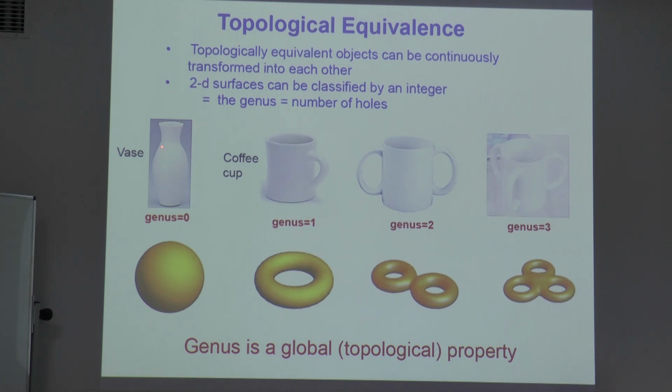For example, you can look at a sphere and deform it into a vase. Or you can look at a donut and deform that into a coffee cup. Or here's a double donut with 2 holes that can be deformed into a crazy coffee cup, and so on. And the genus counts the number of holes in this. That's a topological global property.